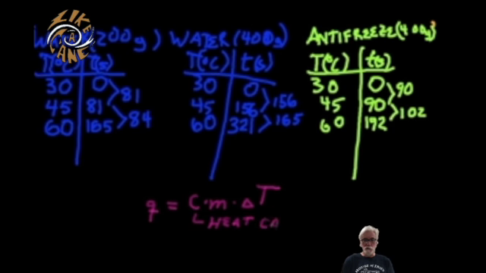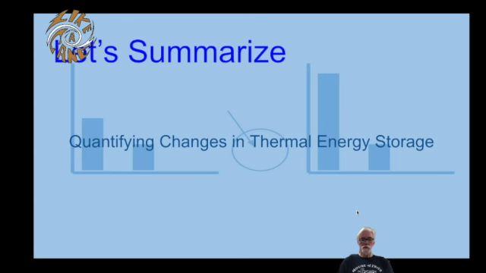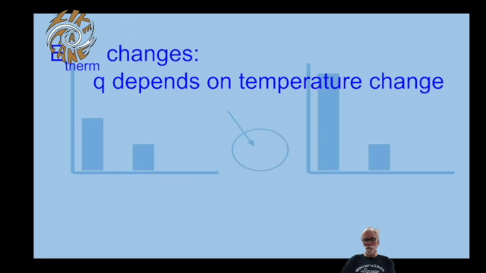And this is unique to every substance. Obviously, water and antifreeze have a different heat capacity because we got different results for the same energy added to the same mass. So now let's summarize quantifying changes in thermal energy storage.